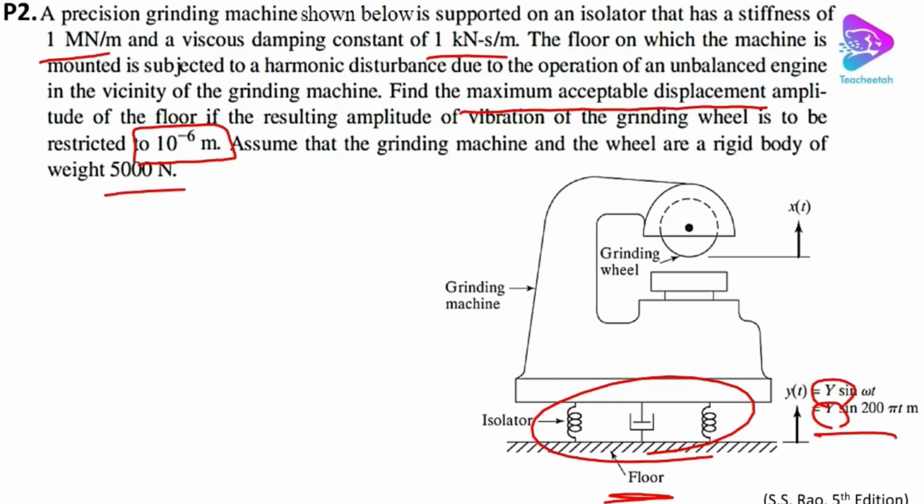So the weight of the system is also given as 5,000 newtons. Remember, it's the weight, we have to find the mass, right? So again, we go back to our formula of X over Y. We know X here, we need to find the max Y, or the amplitude of the base or the floor, so that the X is not going beyond the number given in the problem, right? So let's do that here.